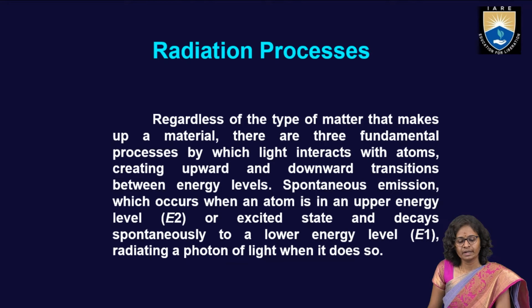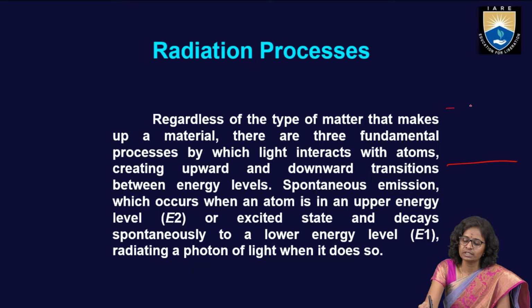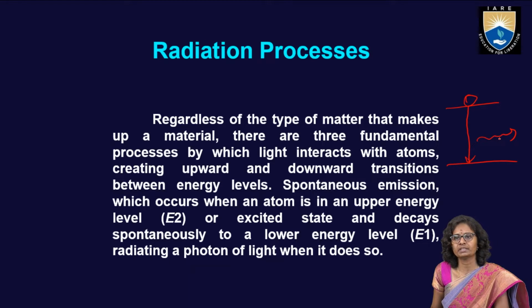Radiation processes. Regardless of the type of matter that makes up a material, there are three fundamental processes by which light interacts with atoms, creating upward and downward transitions between energy levels. Spontaneous emission, which occurs when an atom is in an upper energy level or excited state and decays spontaneously to a lower energy level, radiating a photon of light when it does so. Which means initially the atom is in the higher energy level. Spontaneously, it comes down, it emits the photon. We call it spontaneous emission.